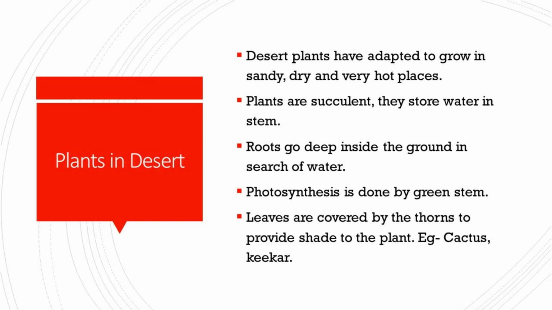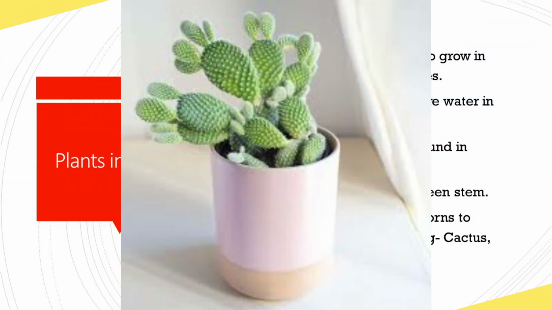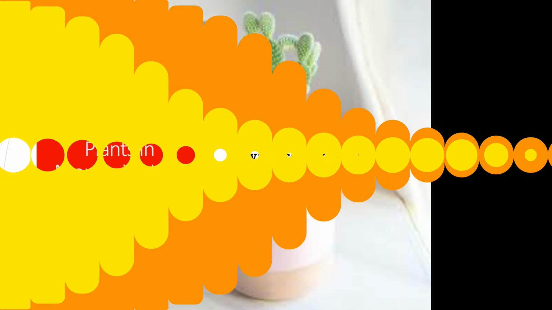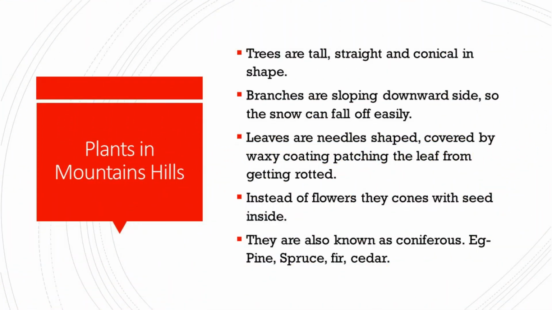Photosynthesis is done by the green stem because mostly the leaves are not present, they are changed into spines. Leaves are covered by the thorns. Thorns means spines, kanta, to provide shade to the plants. Example, cactus and teak. Now, plants in mountains or hills.